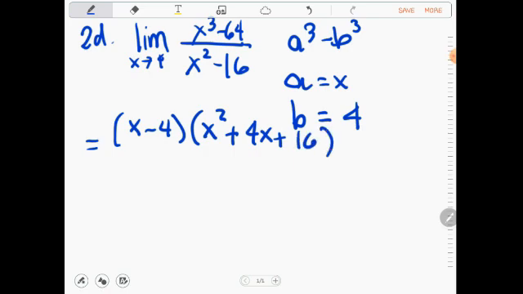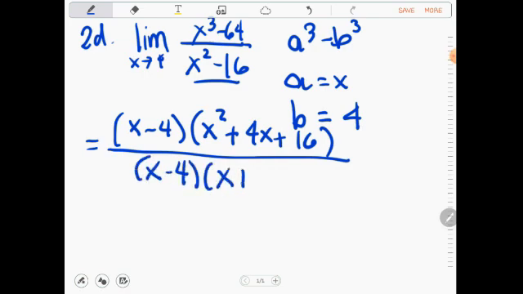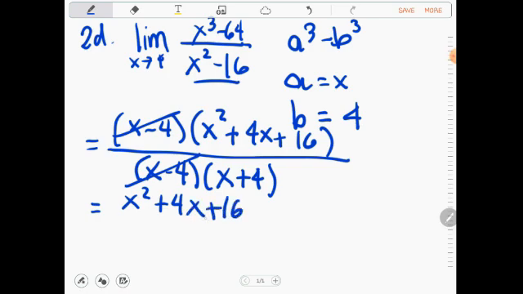So, ito yung kanina, di ba? Over, ito naman ay will give us the value of a quantity x minus 4 times x plus 4. In this case, we can cancel this kasi same sila, di ba? And will give us a simplified of x squared plus 4x plus 16 all over x plus 4.